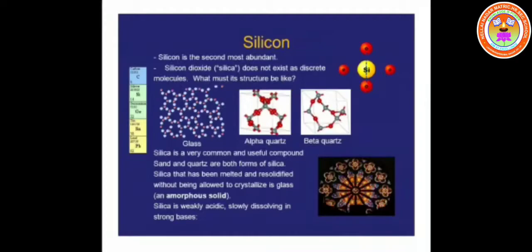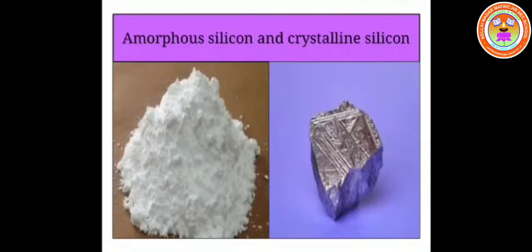Allotropes of silicon are glass and quartz. In quartz itself we have alpha quartz and beta quartz, amorphous silicon and crystalline silicon. Okay, children. So this slide gives you an idea about the allotropes of the element silicon. Amorphous silicon and crystalline silicon. Amorphous is a powdery form, and the other is the crystalline form.